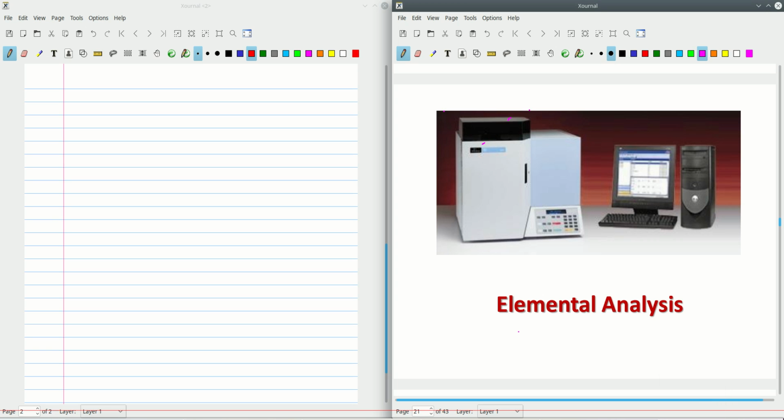Welcome to this video on how to do elemental analysis. You can see here this is an elemental analysis machine. Let me get up my pen. So there's this machine where we put our samples in of compounds, usually accurately weighed compounds with a typical mass of 0.002 grams or less.